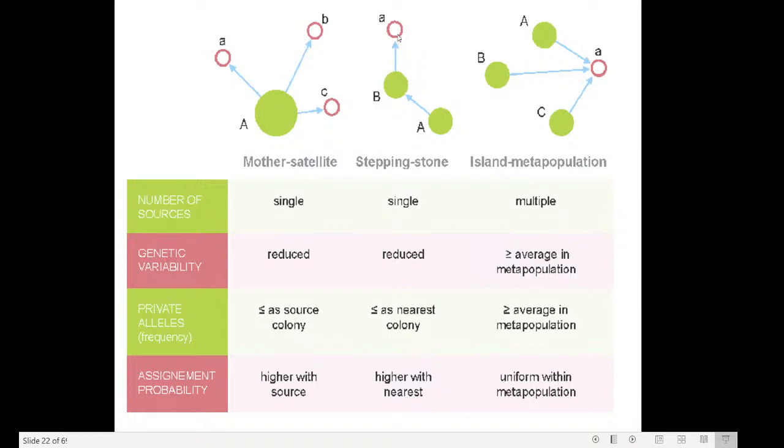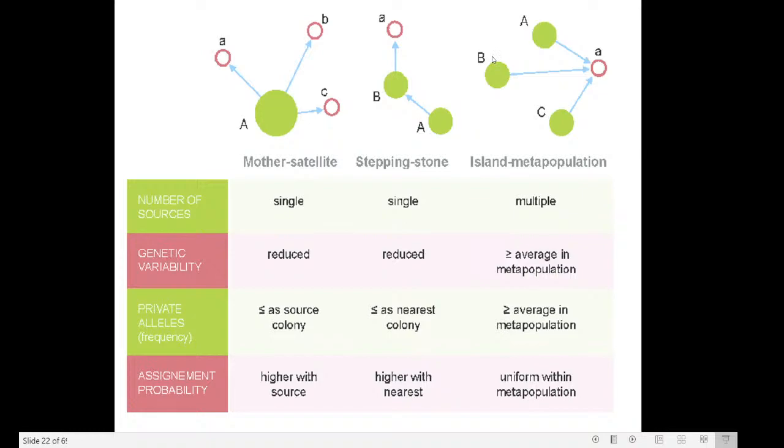The stepping stone has a single source. This is the source that provides the small population. That small population makes a subpopulation. Then in the island model, the source is multiple. A, B, C are also sources. The average genetic variation in the metapopulation may happen. That metapopulation is uniform in the assignment probability.